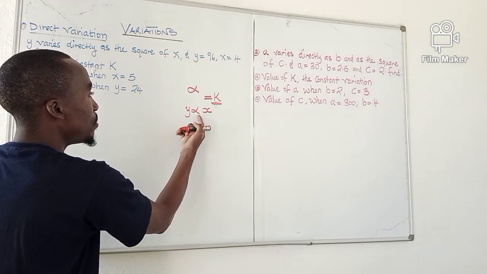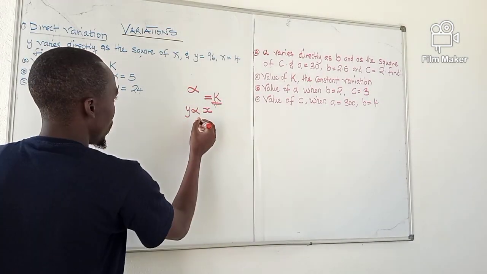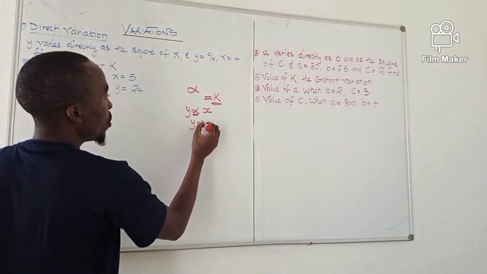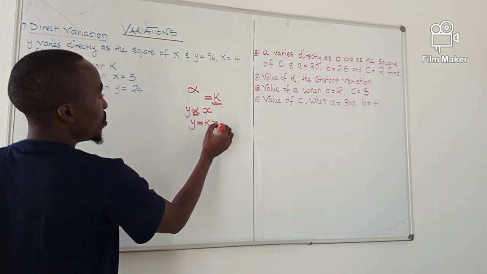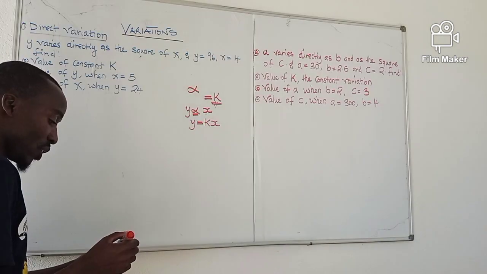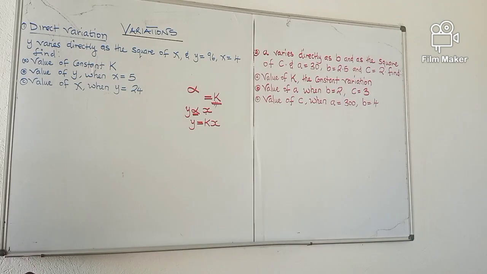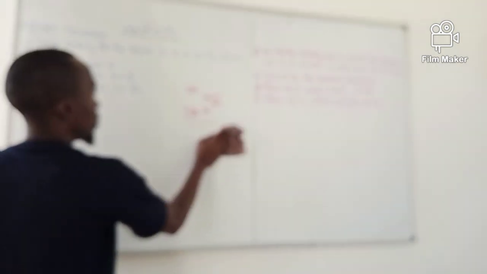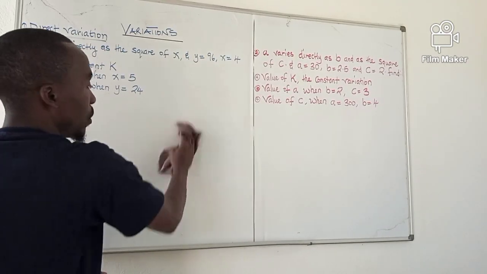This symbol will later change to equals k, and then you bring your x there. Of course, we know that this means multiplication. So let us put this into practice. Let's look at the examples that we have on the board.